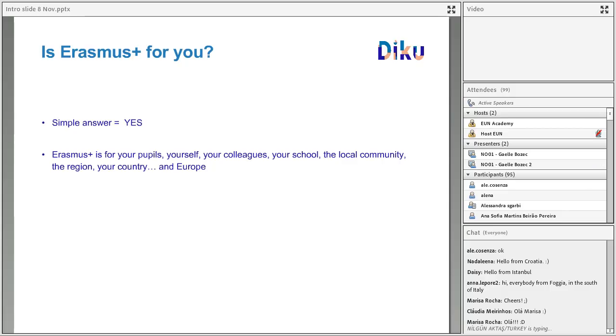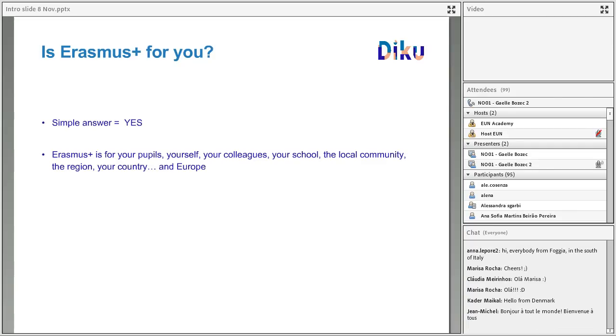Erasmus is for everybody. It's for your pupils, it's for yourself, it's for your colleagues, your school, the local community, the region, the country, and Europe. And even for countries outside of the EU, like Norway, that I represent today. So Erasmus Plus is for everybody. You change one person, you change a group, you change a setting, you change everything, and you have the possibility to do that.